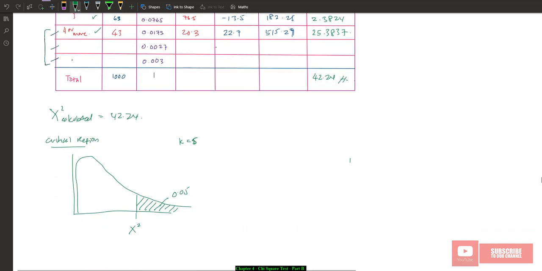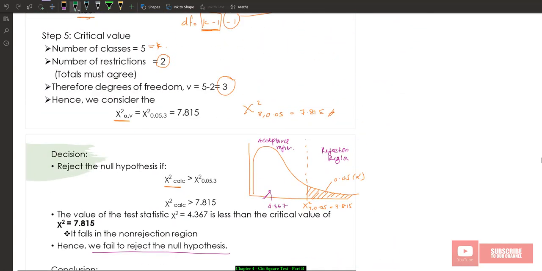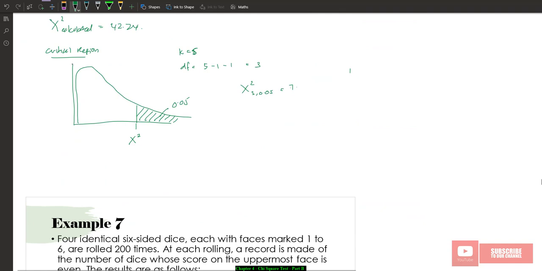So our degree of freedom is 5 minus 1 minus 1, so it should be equal to 3. So our chi-squared critical value with degree of freedom 3 and alpha 0.05, how much was it from the previous example? 7.815. So chi-squared 3, 0.05 is equal to 7.815.